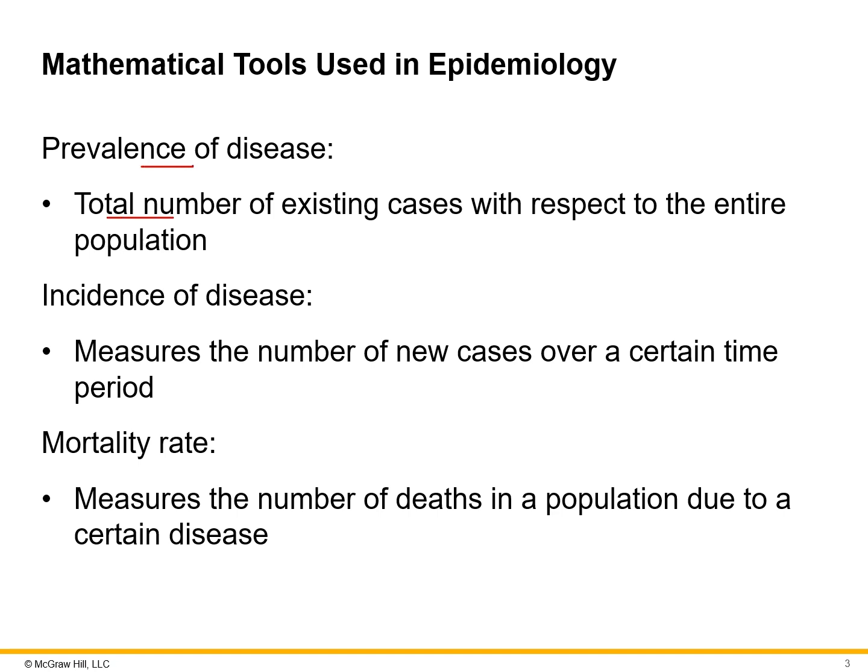Some of the tools that they use, again, some of our terminology: prevalence of a disease, that's the total number of existing cases to the entire population. So if there are 500 cases of COVID, that's the prevalence. Whereas incidence is the number of new cases. So if there are 500 total, but only 5 of those were just reported, the incidence number would only be 5. And then the mortality rate is the number of deaths due to a certain disease. So again, the number of COVID-related deaths would be the mortality rate.